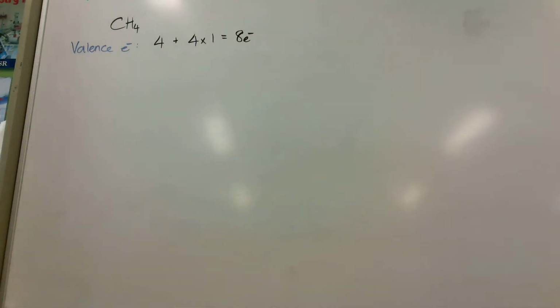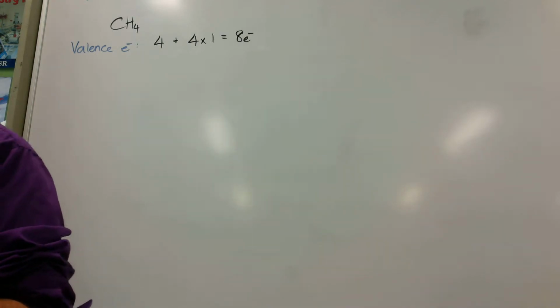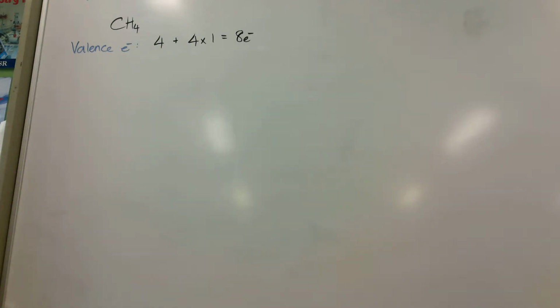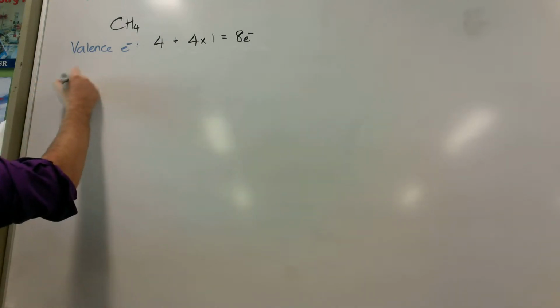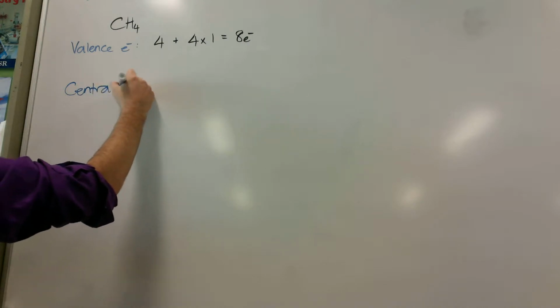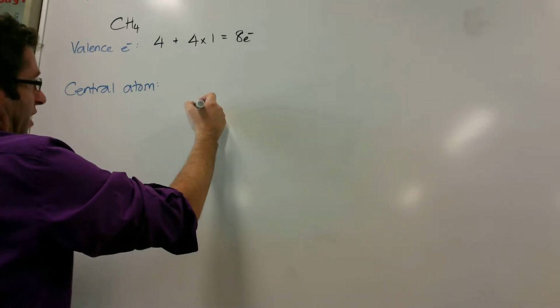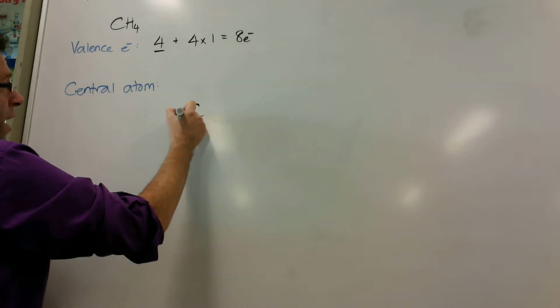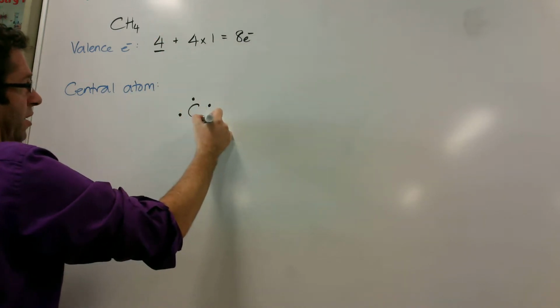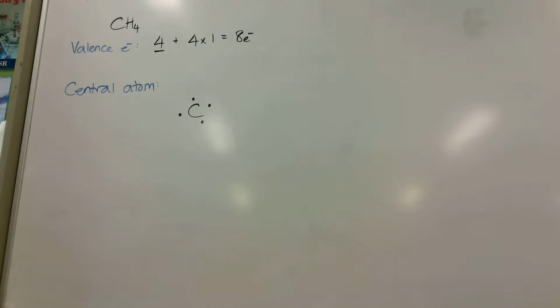The next thing I'm going to do is draw the central atom. How do I know which one's the central atom? Well, it's the one there's only one of. Usually there'll be one that there is only one of. So there's only one carbon. So I'm going to draw the central atom, and I'm going to do its electron configuration, the way that we learnt just moments before. So I've got carbon with its 4 electrons, 1, 2, 3, 4. Then I'm going to try and stick in the hydrogens afterwards.